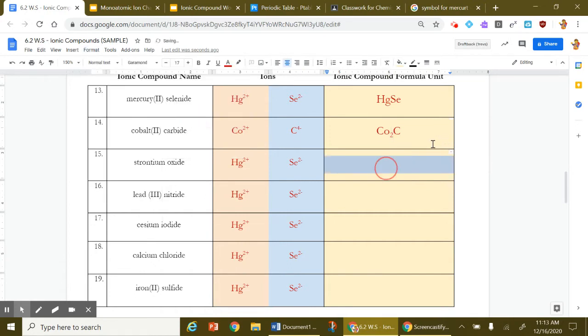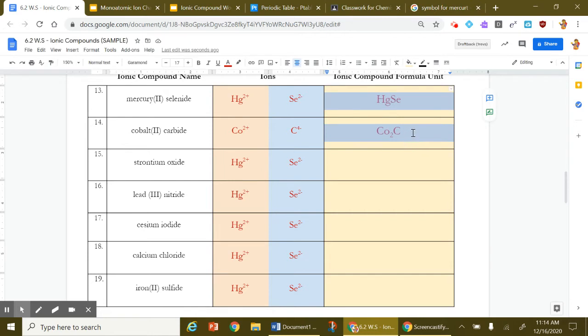Guys, I haven't mentioned this before, but notice how when you write the formula, after you're done crisscrossing, you're not going to have any more charges. You're not going to have any numbers on top. You only have the symbol for the element and any subscripts if you have more than one of that element. Okay, on to the next one.